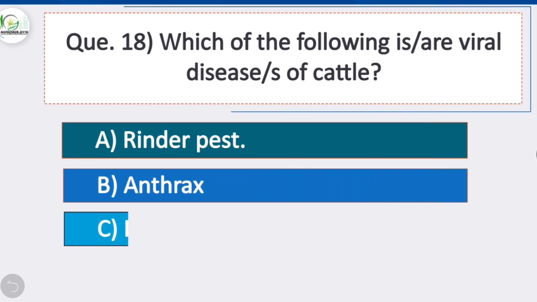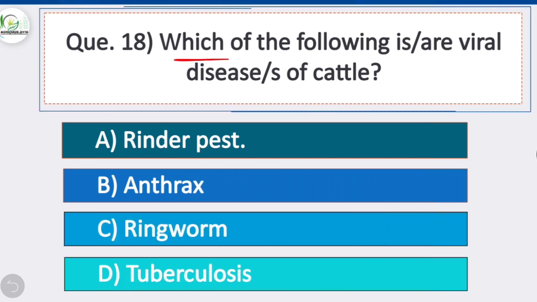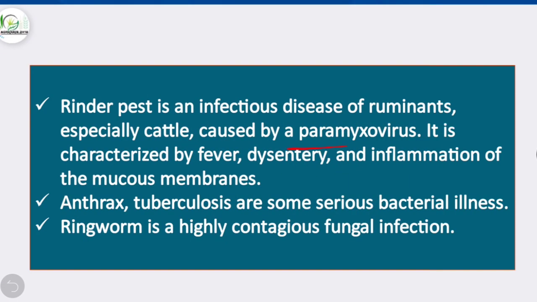Next question, question number 18. Which of the following is or are viral disease or diseases of cattle? Option A is correct, rinderpest. Rinderpest is an infectious disease of ruminants, especially cattle, caused by paramyxovirus. It is also characterized by fever, dysentery, and inflammation of the mucous membrane.